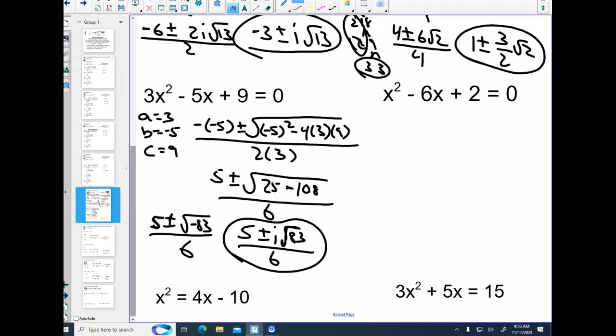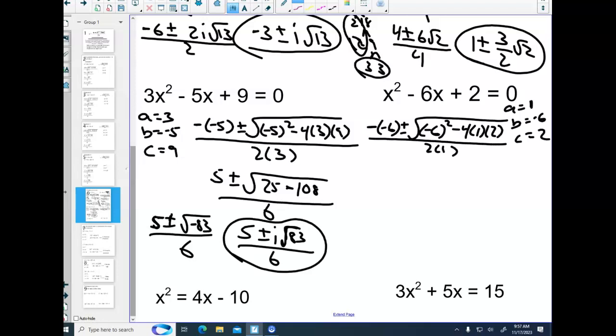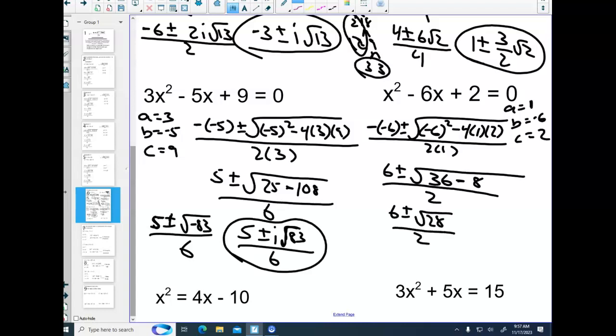The next one, A equals 1, B equals -6, and C equals 2. Okay? -6 plus or minus the square root of -6 squared minus 4 times 1 times 2. And that's all over 2 times 1. -6 is 6. -6 squared is 36 minus 8 over 2. And 6 plus or minus root 28 over 2. That's cleaning up the math.